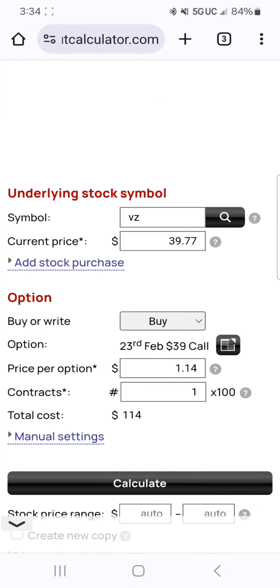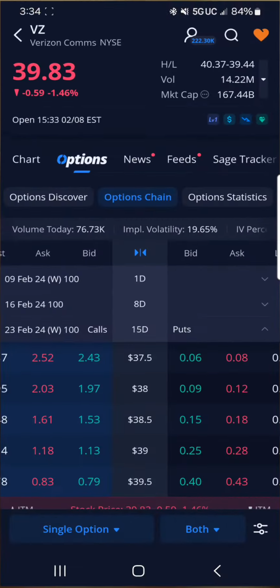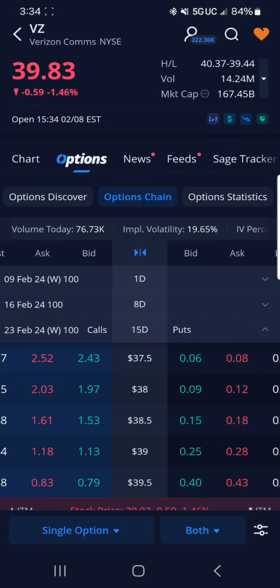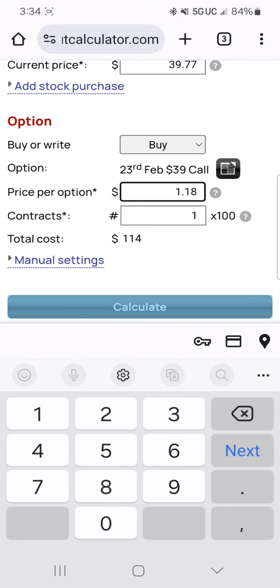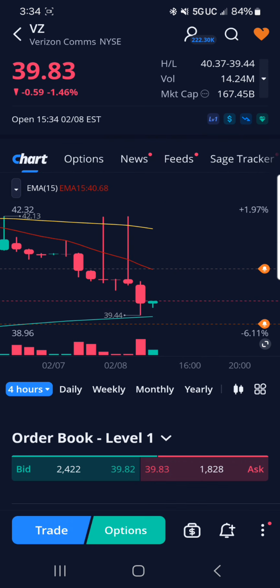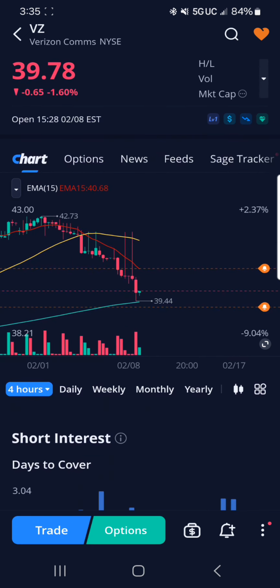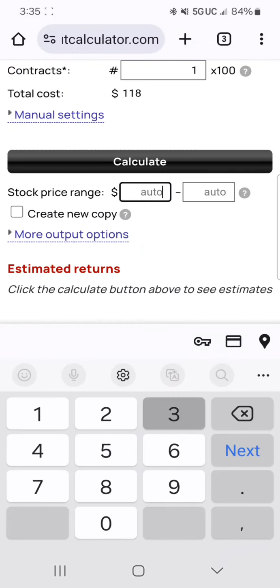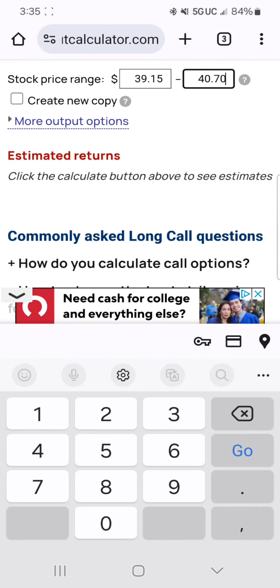There you go. February 23rd, $39 call. Per option is what on the high end? High end, 118. All right, let me put in the price range. Price range would be 39.15 to 40.70. Calculate that.